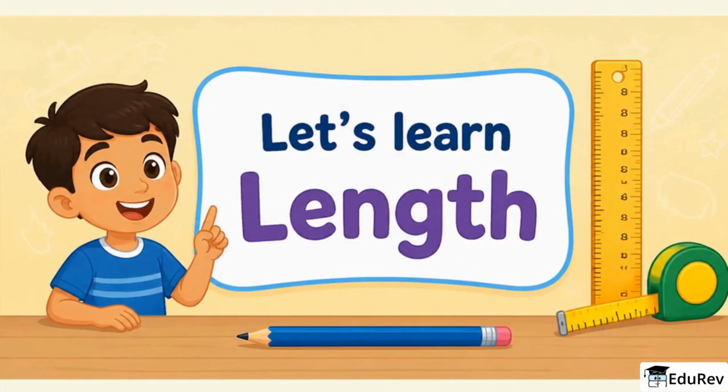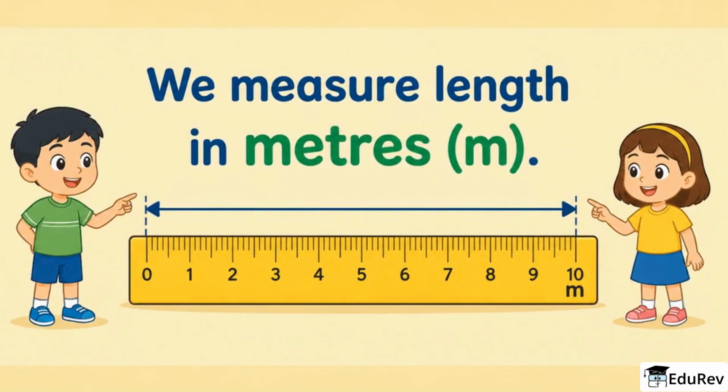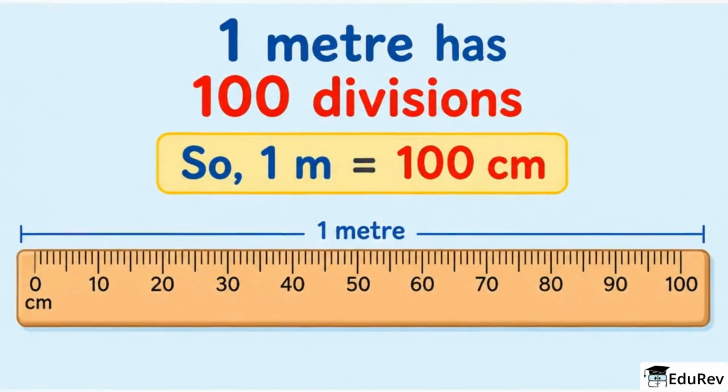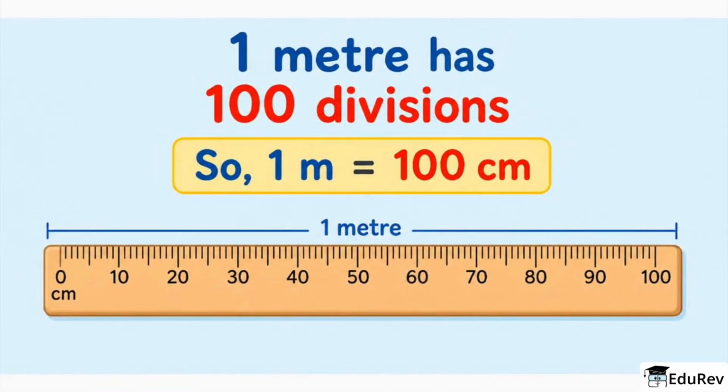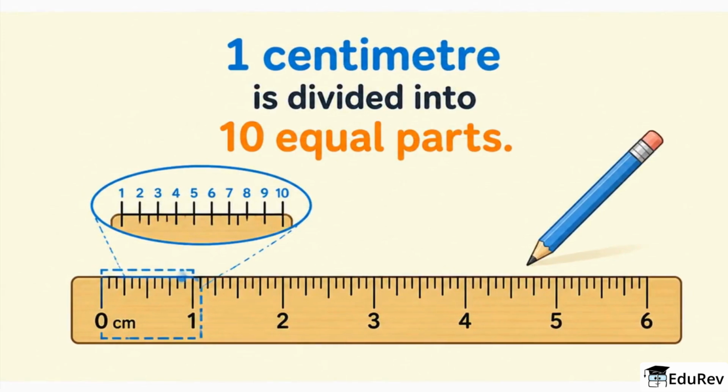First, let us learn about length. The standard unit for length is the meter, written as m. Smaller lengths are often measured in centimeters, written as cm. A meter has 100 divisions. So, 1 meter equals 100 centimeters. Each centimeter is divided into 10 equal small parts, which help us read small lengths.